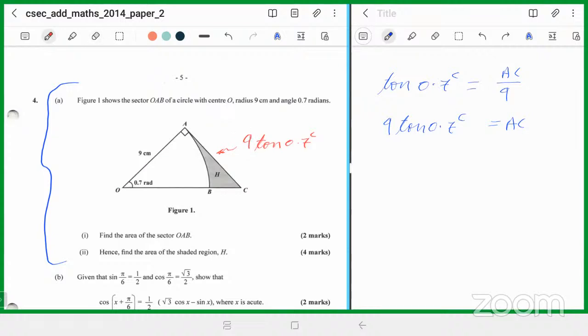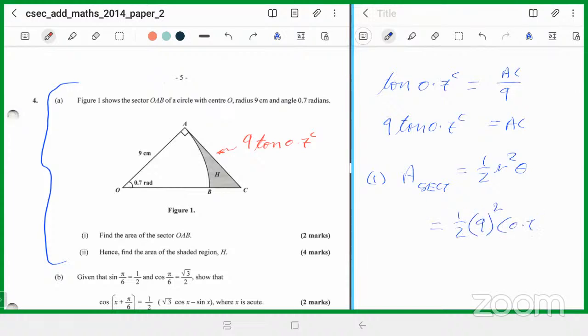All right, so we can proceed now. The first part wants the area of the sector inside here. It's the normal formula. Part 1, the area of the sector is half r squared theta, because theta is in radians. So it becomes half, the radius is 9, and the angle is 0.7. That's what we need to work out. Can somebody work that out for me, please?